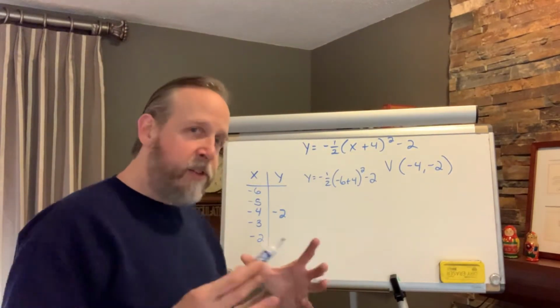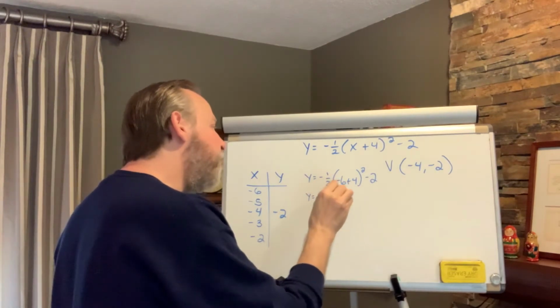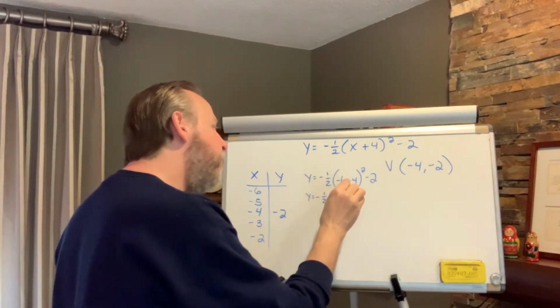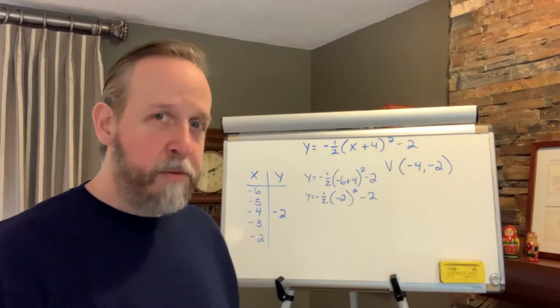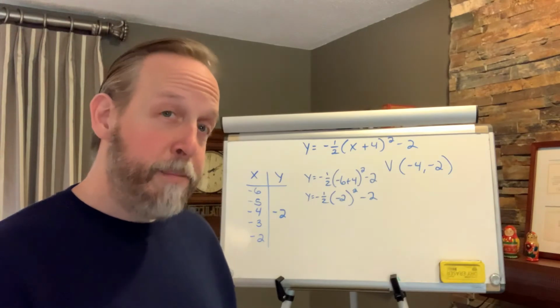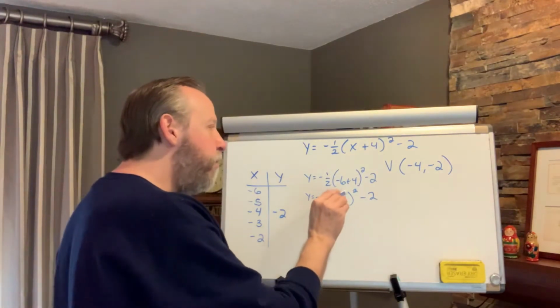So, PEMDAS says parentheses first. So inside the parentheses, I have -6 plus 4. That is -2. Squared minus 2. I've taken care of what's inside parentheses. The second letter in PEMDAS, the E, stands for exponent. -2 is being squared.